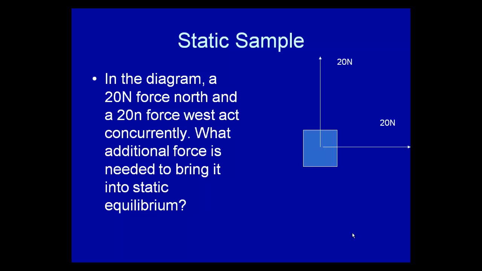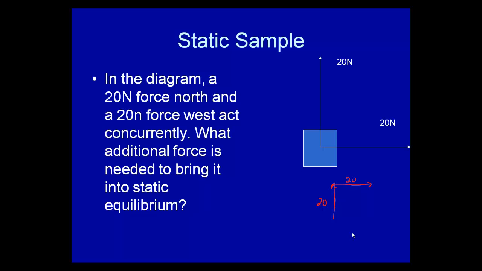So let's take a look at that. In the diagram, a 20 Newton force north and a 20 Newton force west act concurrently. What is the additional force needed to bring it into static equilibrium? As it stands right now, it would accelerate up and to the right. Now, remember when you add vectors that you always add them tip to tail. So I have 20 newtons plus 20 newtons.